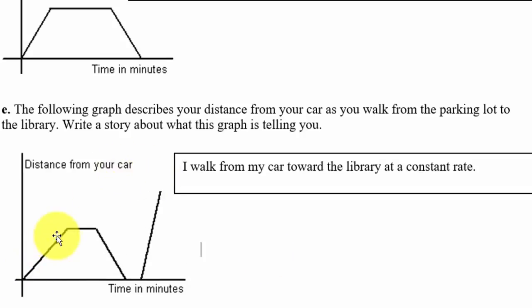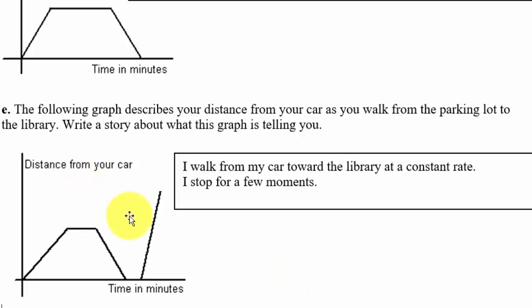Okay, so for this first line, I'm going to say I walk from my car toward the library at a constant rate, right? So my distance from my car should be increasing. As I walk further away from my car, my distance will increase. Now, the second line, the distance from my car is not increasing, it's not decreasing, so that means I must stop, right? For this horizontal line, I must be stopped because my distance doesn't change. It doesn't go up, doesn't go down. So I wrote, I stop for a few moments. Maybe I'm looking for my keys, my library card, my ID. For some reason, I have to stop.